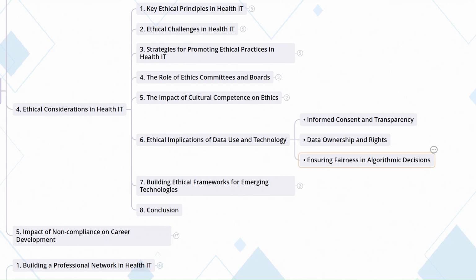Next, ensuring fairness in algorithmic decisions. As healthcare increasingly incorporates algorithms for decision making, it is crucial to evaluate these algorithms for fairness and bias. Ensuring that technologies provide equitable outcomes for all patients is a fundamental ethical concern.